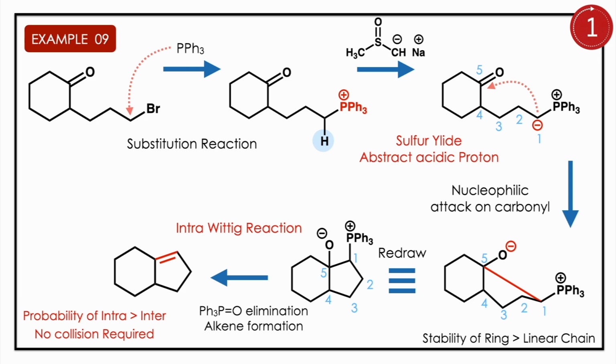Ylide and carbonyl are in the same compound, so it is an intramolecular Wittig reaction. As we discussed, intra is more favorable than inter because it doesn't require any collision. So the negative charge attacks the carbonyl. You have a new C-C bond, then phosphine and oxygen nearby, both are removed. You get an alkene. You start from a monocycle and end up with a fused compound. The concept outlined here is that the intramolecular Wittig reaction is more favorable than the intermolecular reaction.